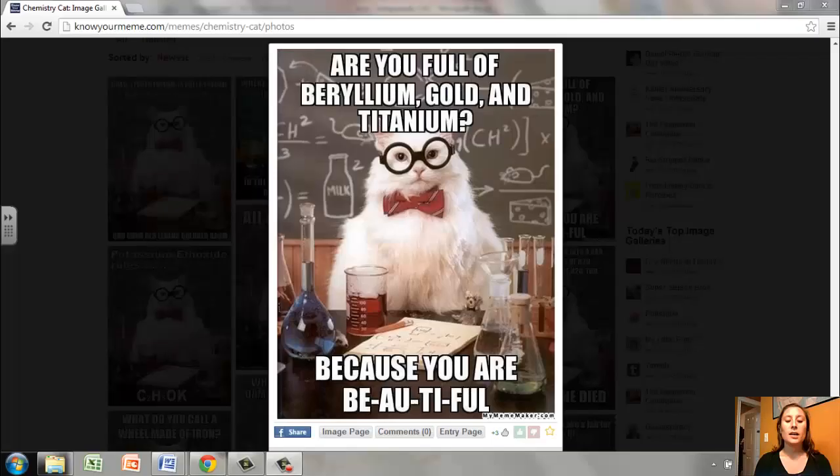Okay, so before we get to your checks for understanding, I thought you would enjoy a chemistry cat joke. So I'll let you take this in for a minute. Pause if you would like to enjoy it for longer.